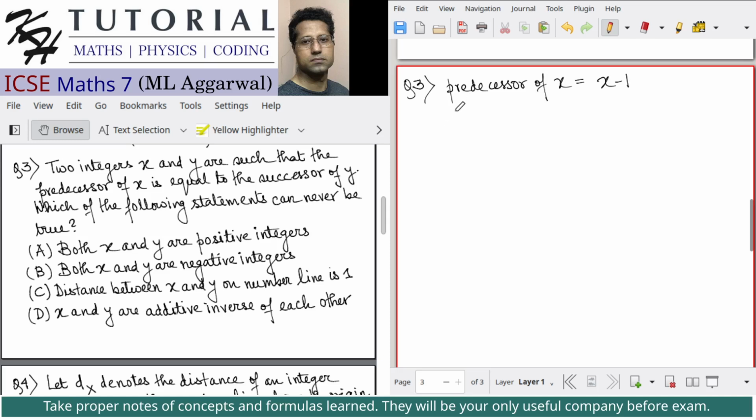Okay, and what is the successor of y? Successor of y is equal to y plus 1, that is the next integer to the right hand side of y on the number line. So it is given that the predecessor of x is equal to the successor of y. So it means that x minus 1 is equal to y plus 1.